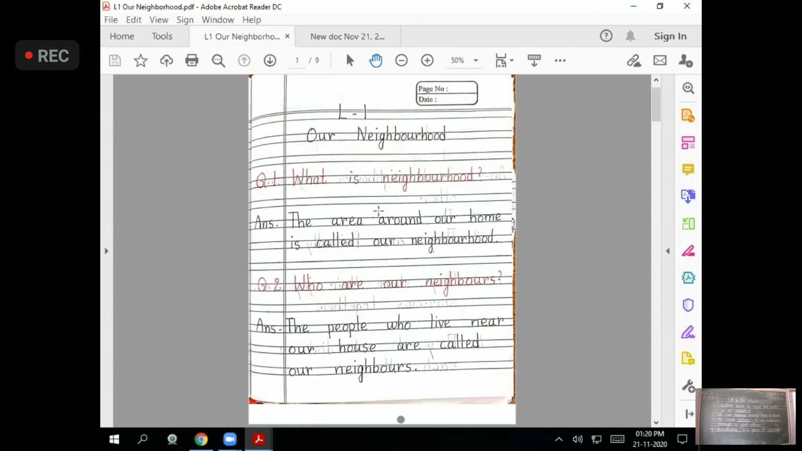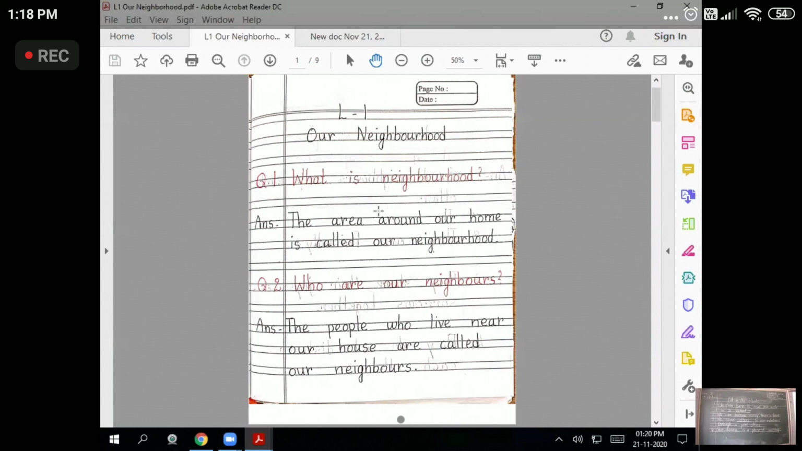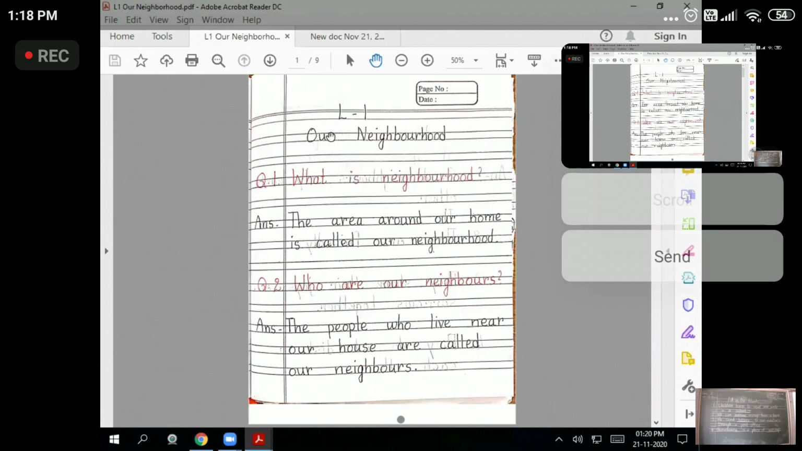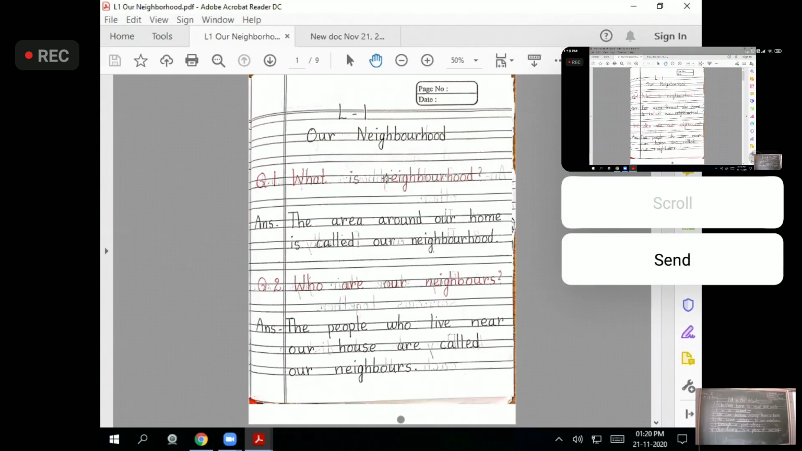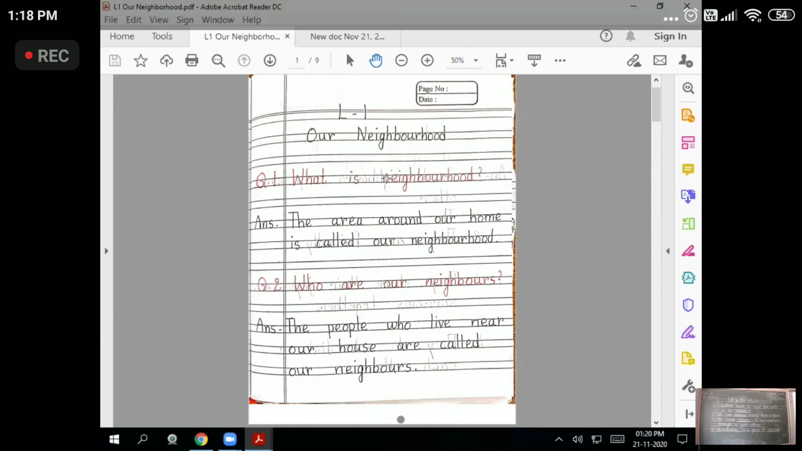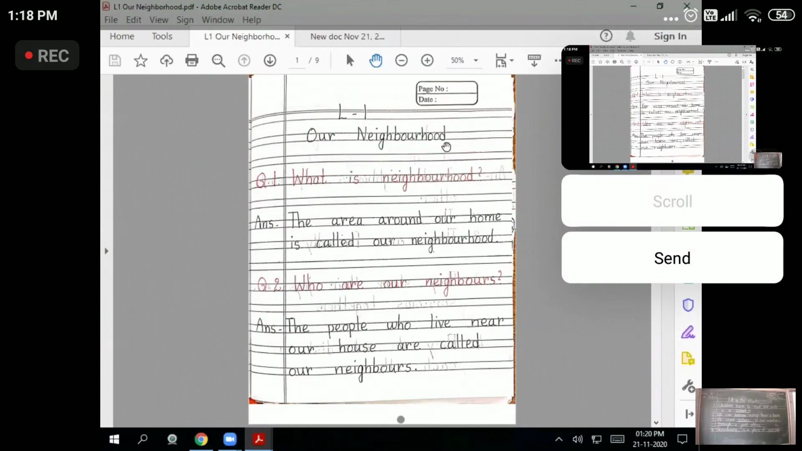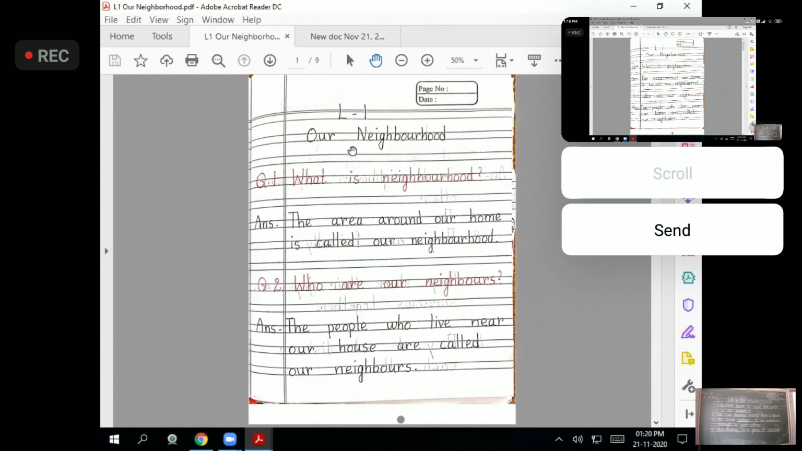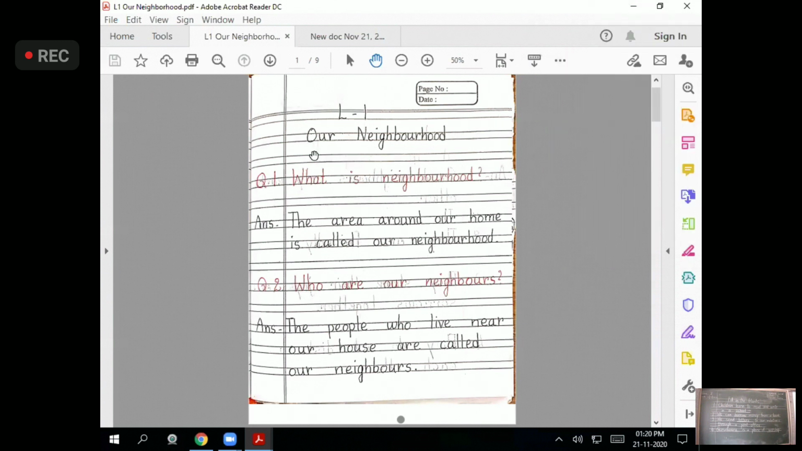In the classwork, we write lesson 1. Of course, if you're having lesson number 4, but in the classwork, lesson 1. Why? Because you are keeping this classwork solely for social. Only for social, that's why lesson 1, 2, 3, 4, like that we write, not to have any confusion. So I have displayed already lesson 1 here. Our neighborhood, question answer 1 and 2. Please take the screenshot.